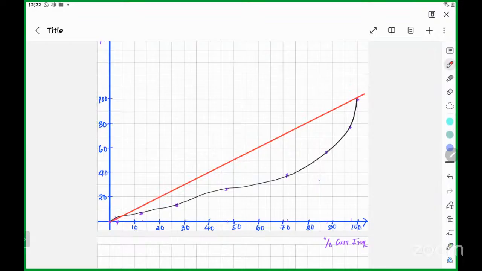Yeah, the line is straight. It's a line of equal distribution. So that line should come from the 0, 0 mark up to the last point.